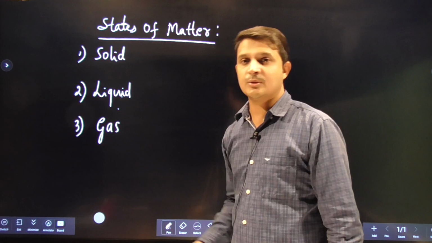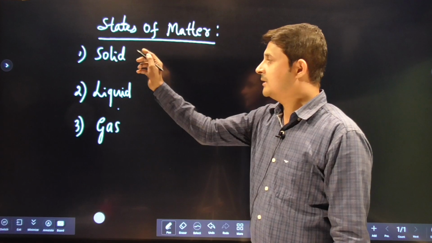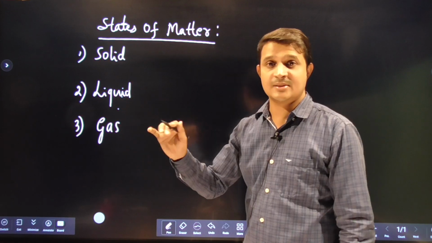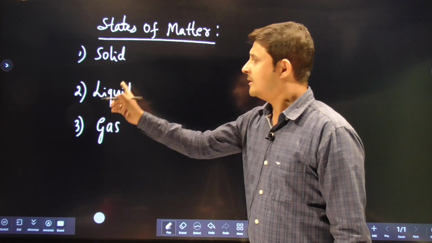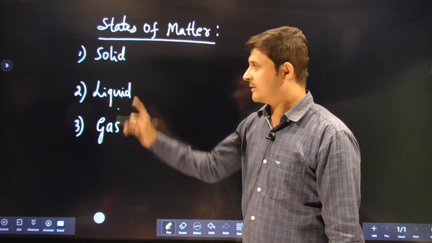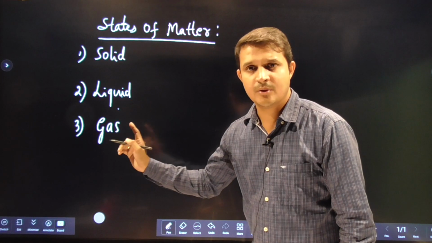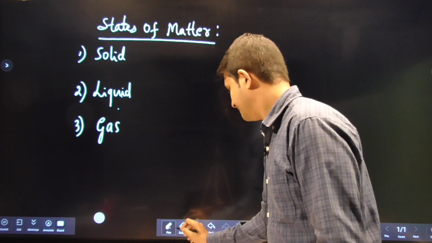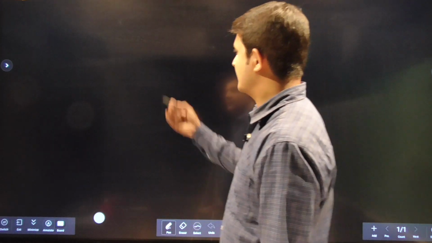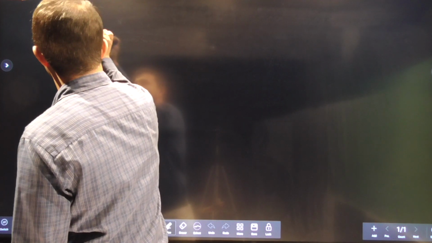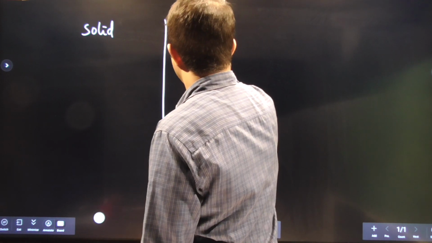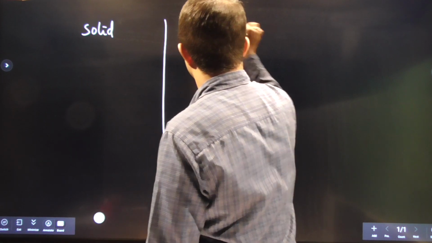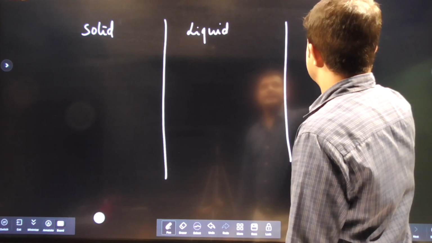So before going to the interchanging of solid, liquid, and gas, that is the states of matter, first we will be studying these 3 states of matter: what is solid, what is liquid, what is gas. Let's see. So first, let us take solid, liquid, and gas.